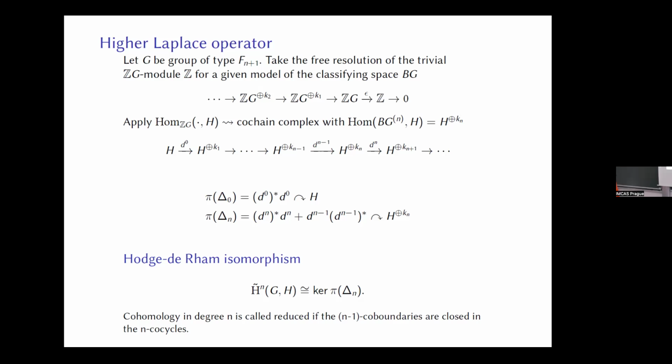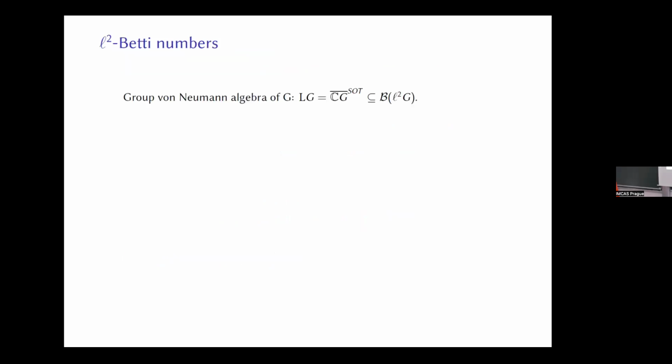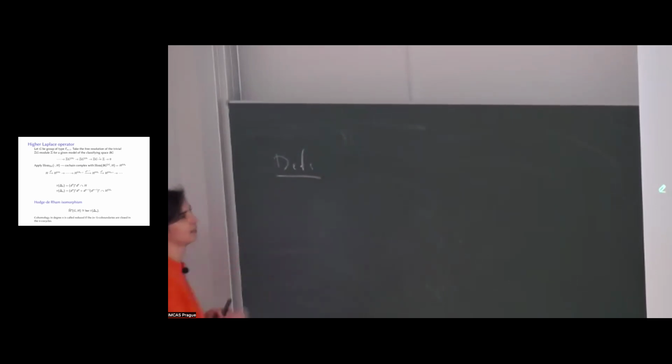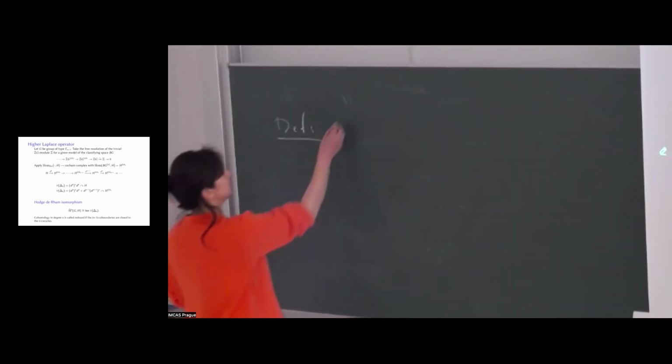So now what is the, I'm missing one slide here. Okay, so I should then give the definition here. So what are now our higher Kazhdan projections?